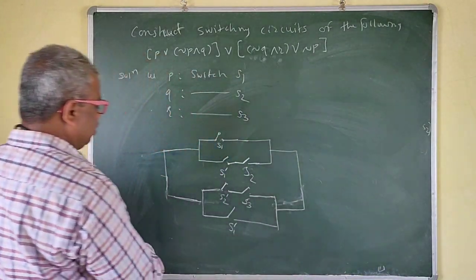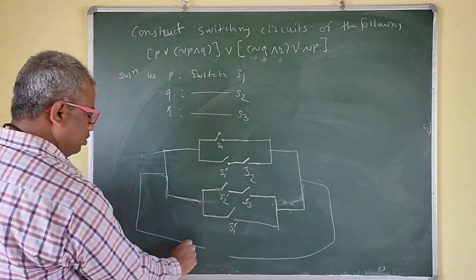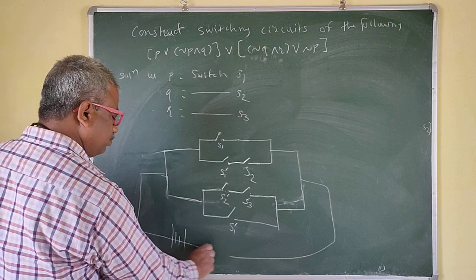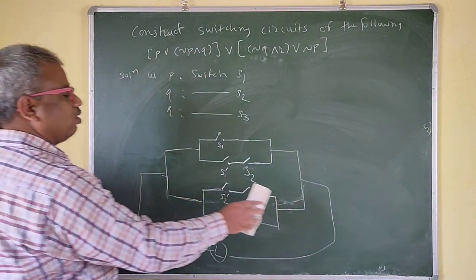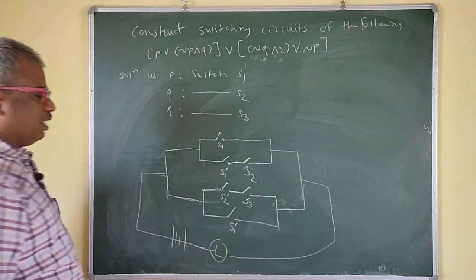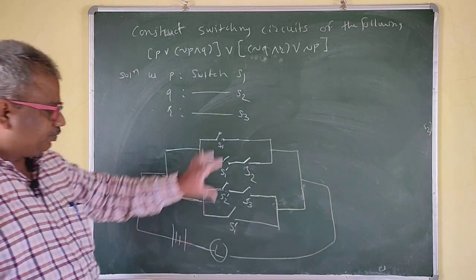This is your main structure. You may join like this also for a better diagram. You may draw this like this. But that is also the same. Now see, these two structures are parallel.